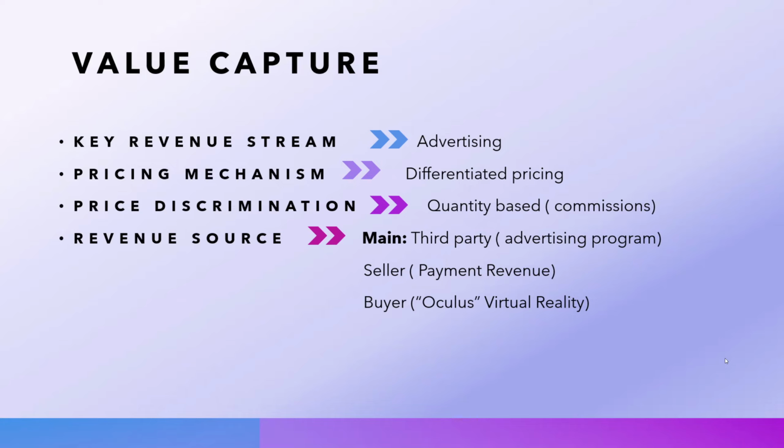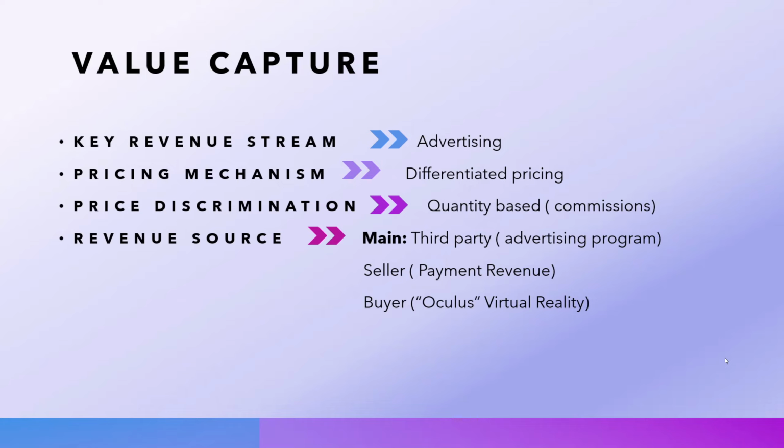As for price discrimination, in Facebook it exists via quantity based commissions. The commission for the sale is 5% per shipment. However, for shipments of less than $8, a freight rate is 40 cents.